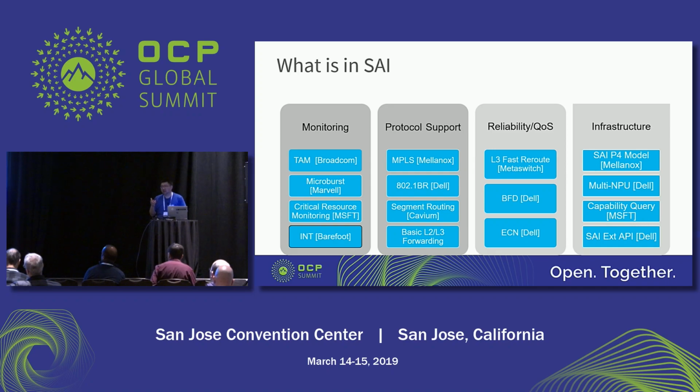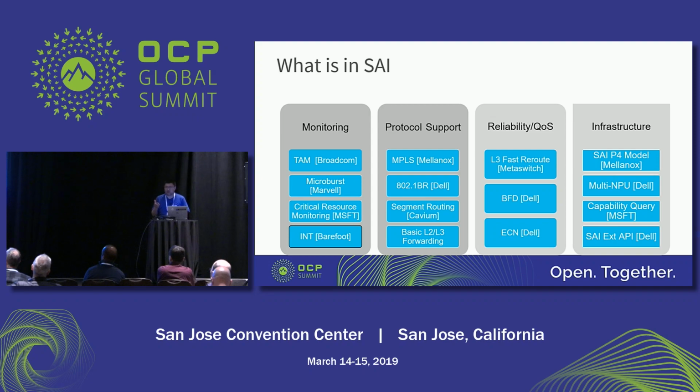There are 4 main categories of the SAI APIs. The first one is the monitoring. So we're going to introduce the TAM proposal with the telemetry and monitoring from the Broadcom. We also have a set of other monitoring style objects such as microburst, critical resource monitoring, and the INT.